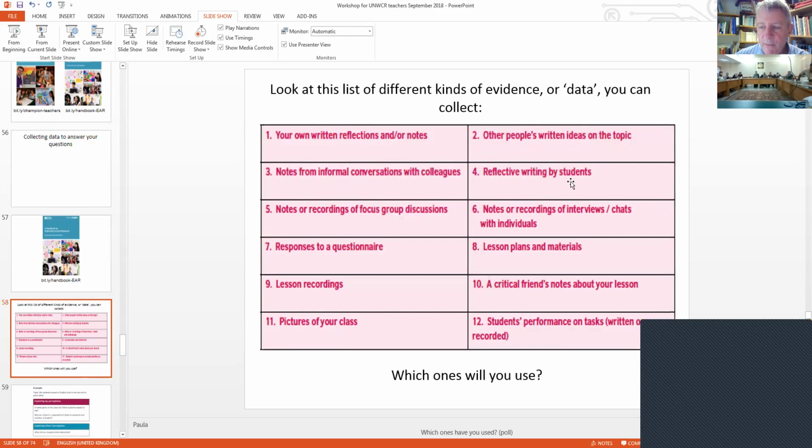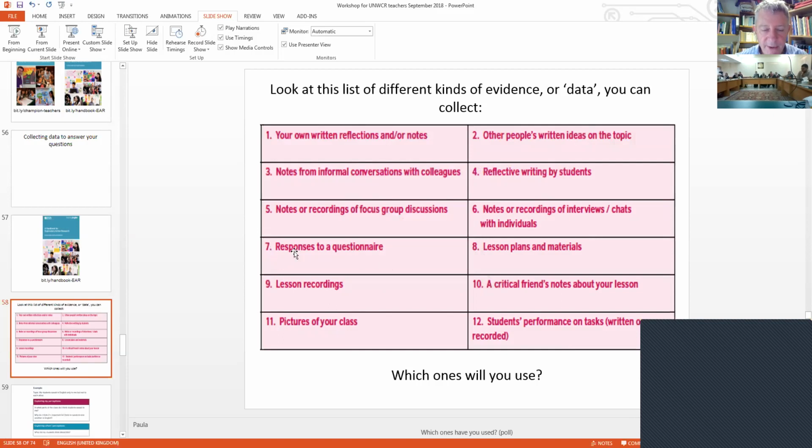You can ask students to do some reflective writing in Arabic, perhaps, or in English, if they have the ability to do that. It can be 5 minutes at the end of a class. If you have a particular topic you want them to reflect about, you could ask them to write about that topic at the end of a class. You can have discussions in the whole class of children, but maybe a smaller group is better. You're going to get more people speaking more freely. You can record that, or you can take notes. You can have chats or interviews with individuals. You can make a questionnaire.